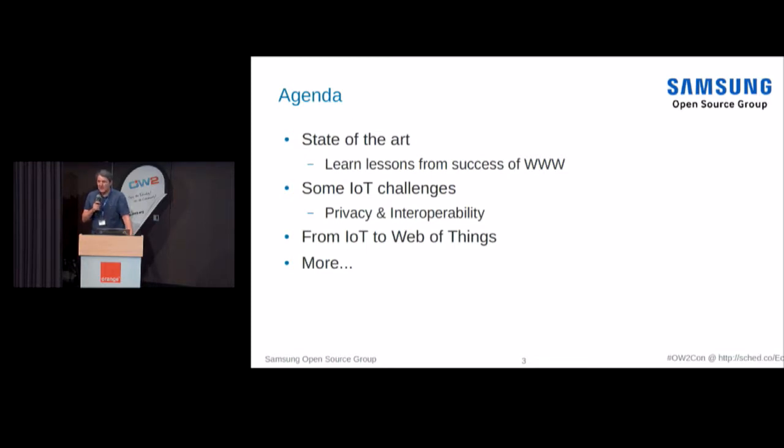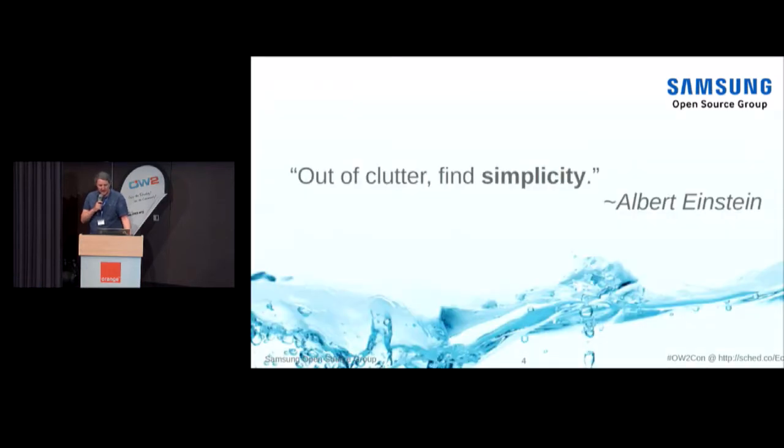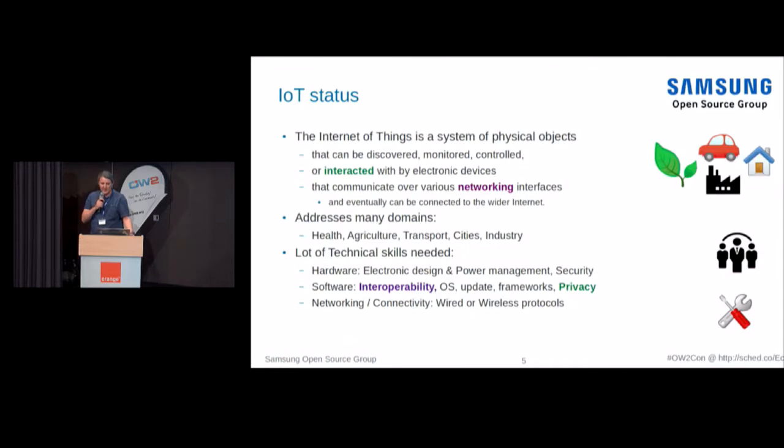So I will try to speak about IoT and compare it to the web and some challenges we are facing today, and to illustrate this with some demonstrations. So yes, when you are in a very difficult context, you need to find simplicity. So IoT, the definition itself, is a system of physical objects that can be controlled, discovered, and monitored. They are interacting with each other on a network and eventually can be connected to the internet. But let's face it, internet is not mandatory, so I will explain this in detail.